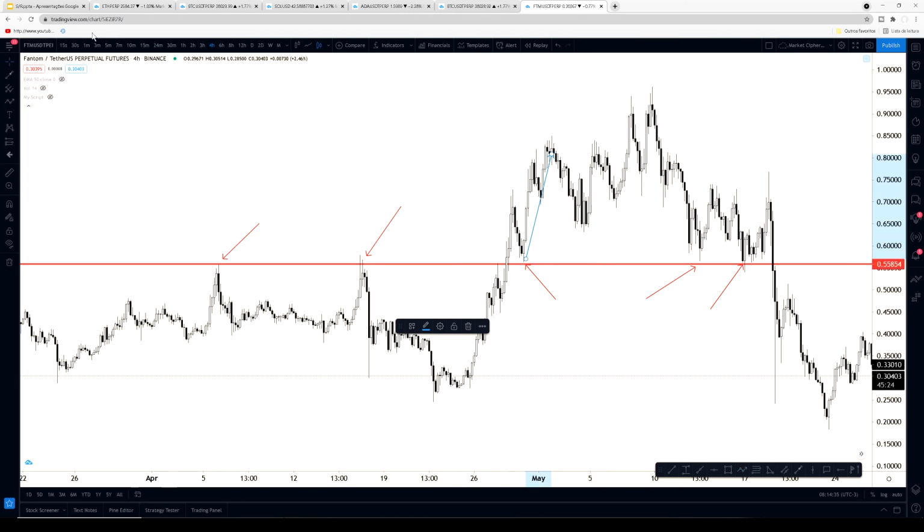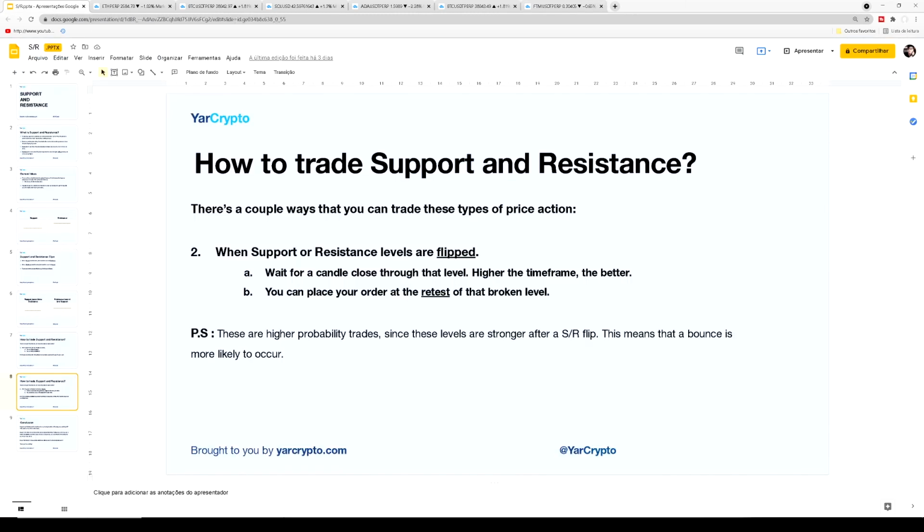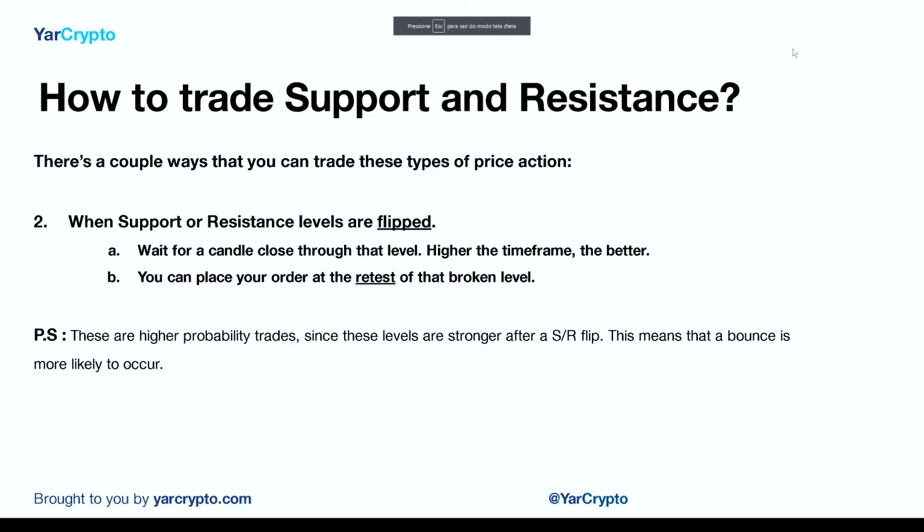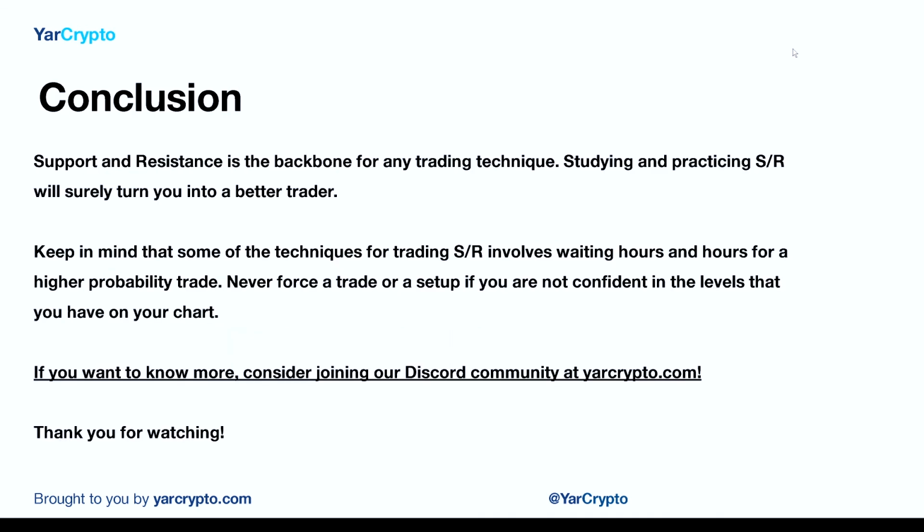So this is another way that you can trade this, and it's a more high probability trade that you can make. Keeping this in mind, I hope you guys were able to get a grasp of how to understand support and resistance levels a little better.